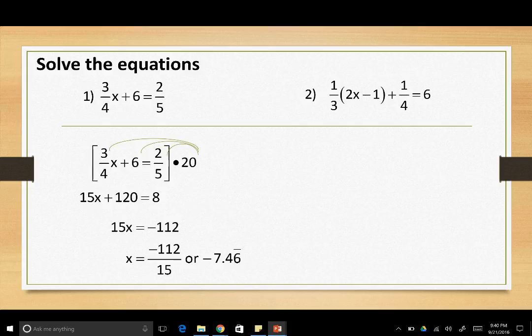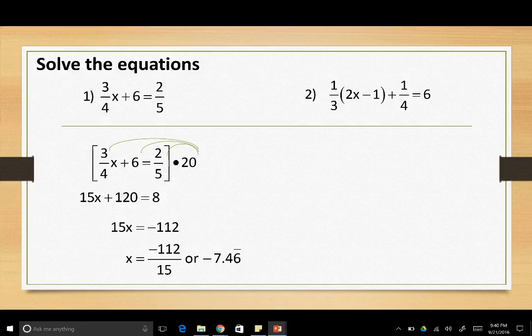So then we're going to subtract 120 from each side, divide by 15, and we are okay with you giving us your answer as either an improper fraction or as a repeating decimal there. As long as the decimal is repeating or terminating, you can give us an exact answer, so that's okay. Let's look at number 2.